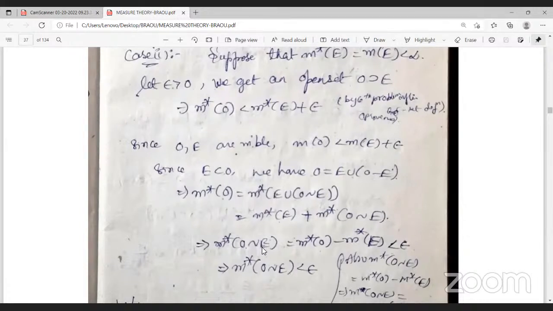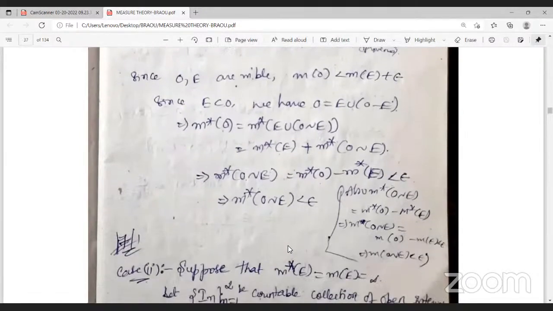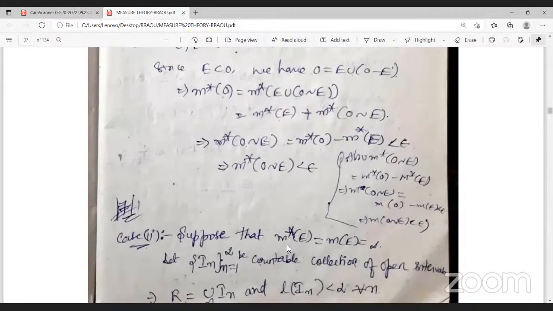Therefore, M star of E, A union B equal to M star of A plus M star of B. Therefore, M star of G equal to M star of E plus M star of G minus E, which implies, from the same equation, M star of G minus E equal to M star of G minus M star of E. From the first one, this is M star of G minus M star of E. What is that? Less than epsilon. Therefore, M star of G minus E.